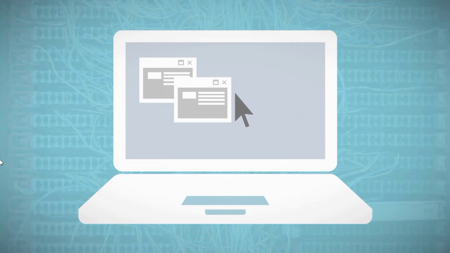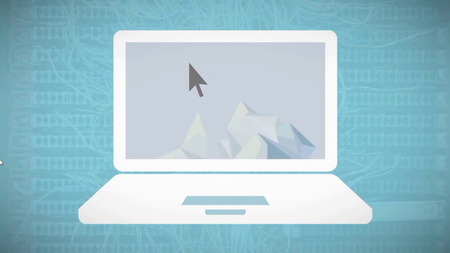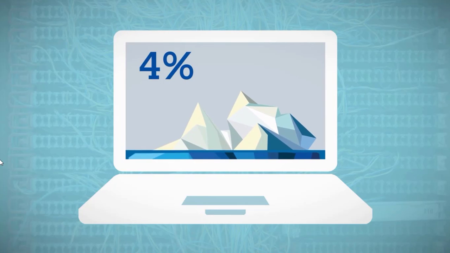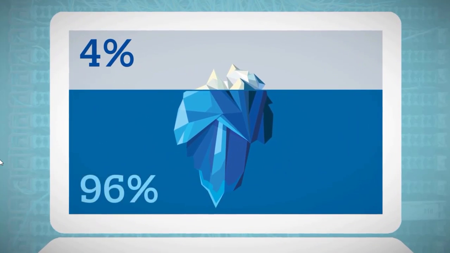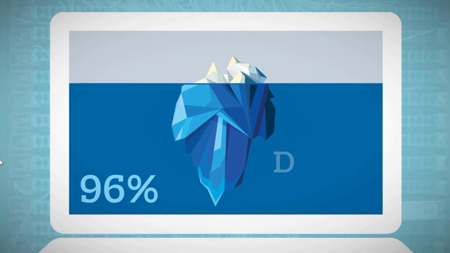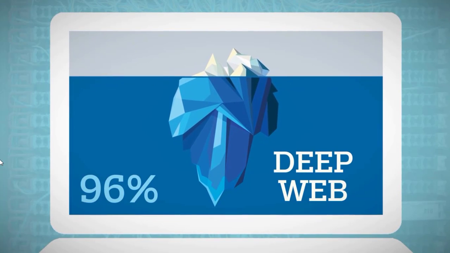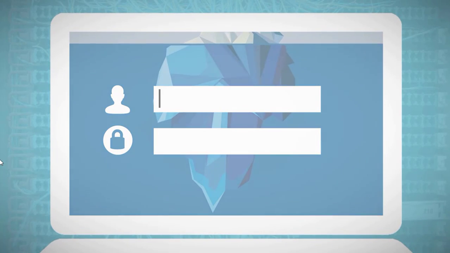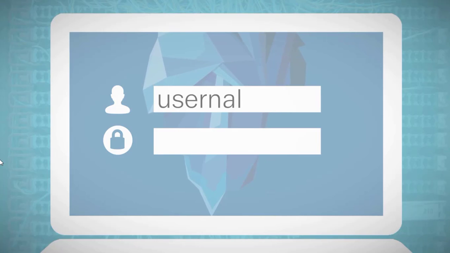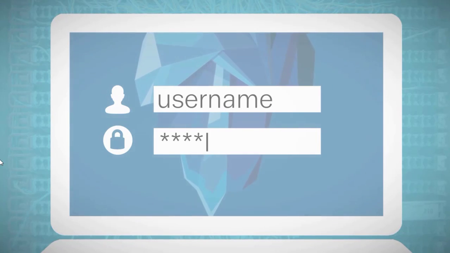It is estimated that these indexed pages only form about 4% of the total online content. Around 96% cannot be found with normal search engines. This part is also known as the deep web. This doesn't mean though that this content is not accessible at all. Websites that request a registration and login are common examples of deep web pages.